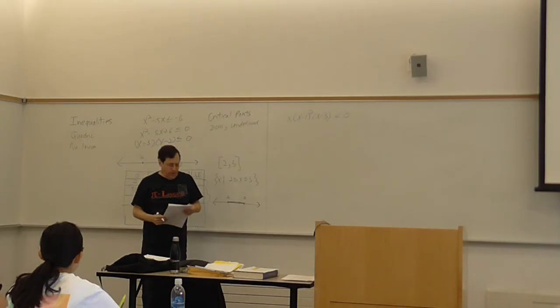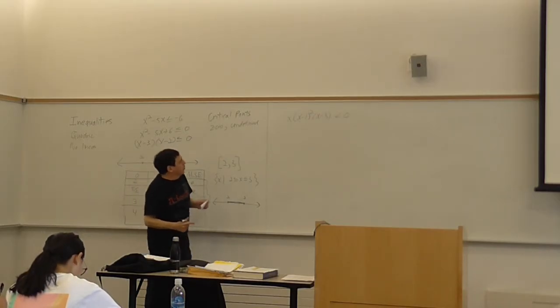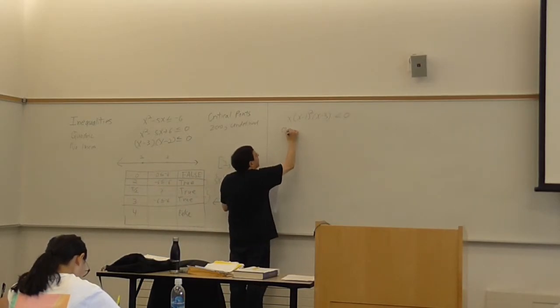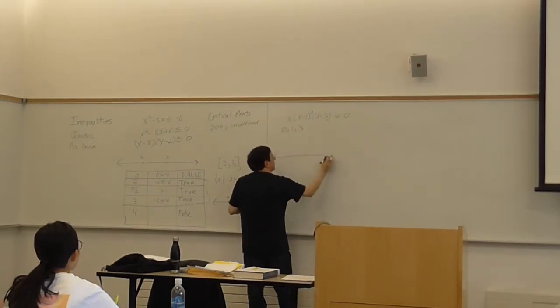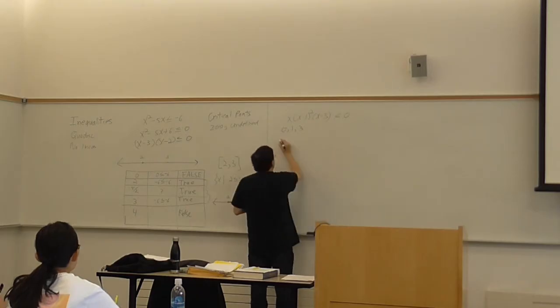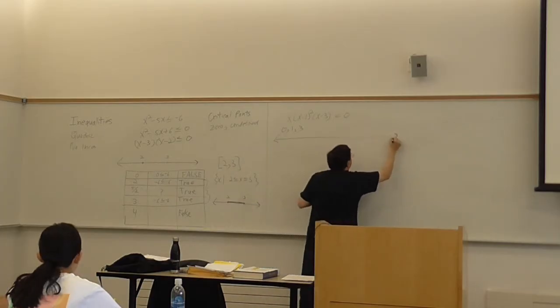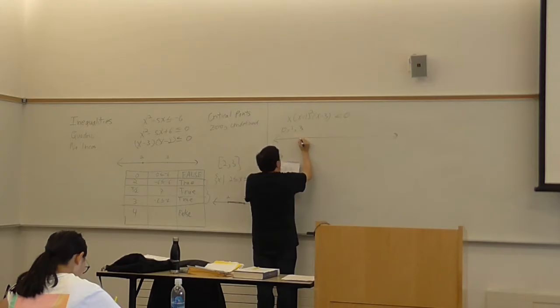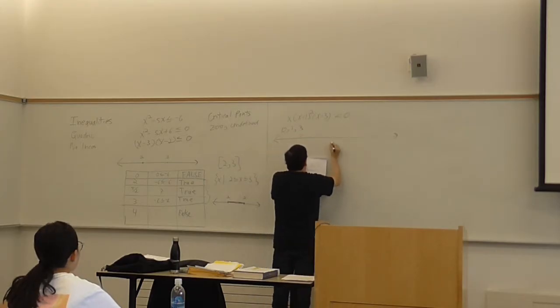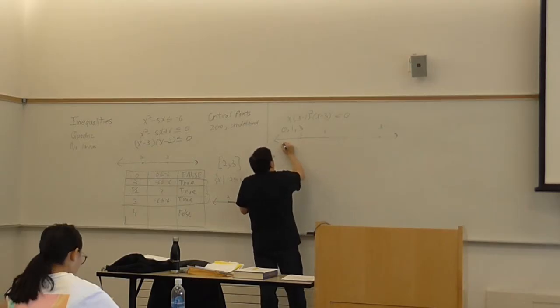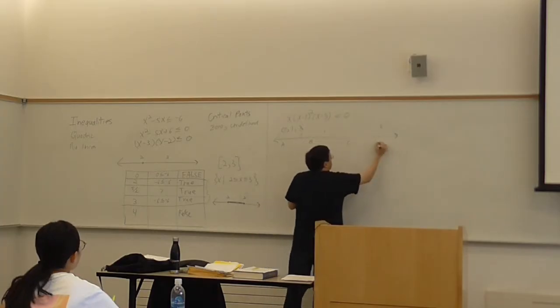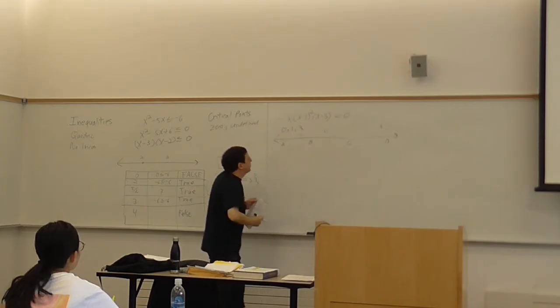Well, this is nice. It's already factored, so we already know where the critical points are: 0, 1, and 3. I guess I'll put the line up here. So I'm interested in what goes on at 0, what goes on at 1, what goes on at 3, and now I've also got, I'll just label them A, B, C, and D, 4 regions.